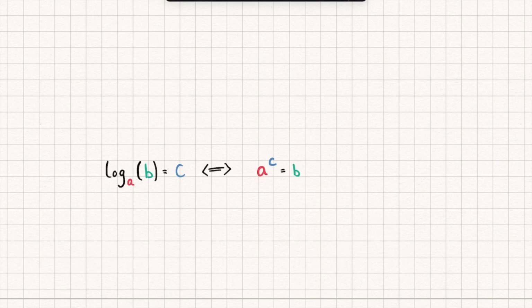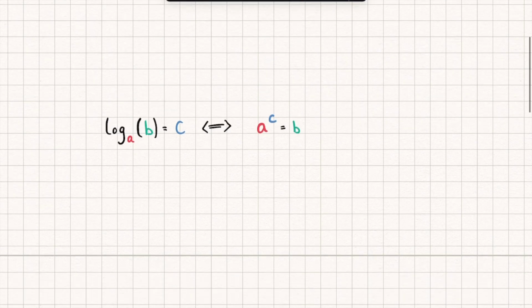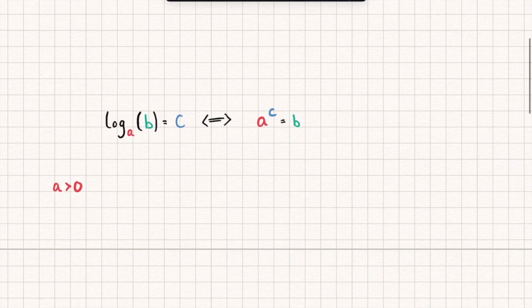Now, there are some constraints, so by that I just mean some rules on the value of a that we can have with our logarithm, so on the base, and we'll talk about why. The base a for logarithms has to be greater than 0. The reason for that is, let me write out an equation and we'll see what's wrong with it.